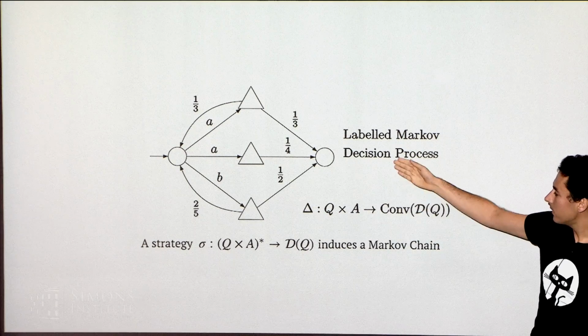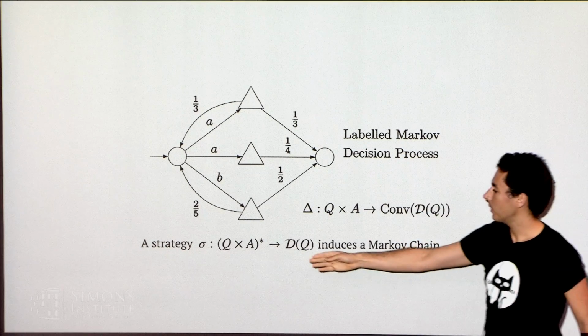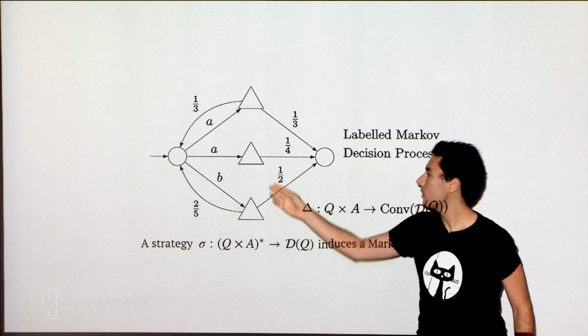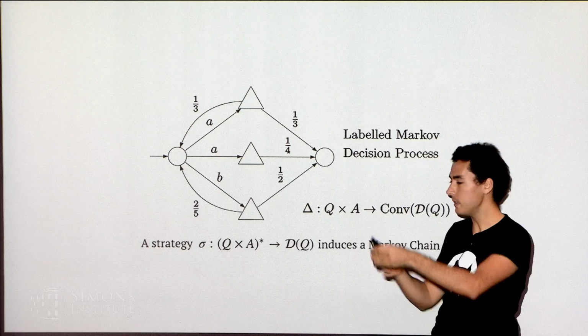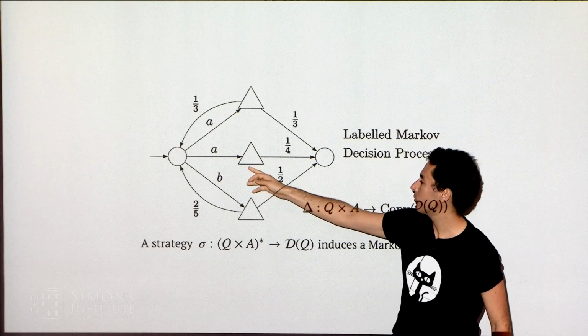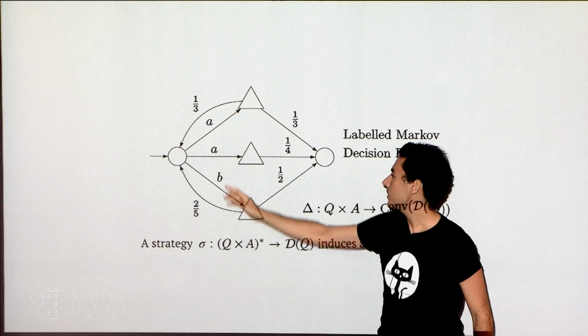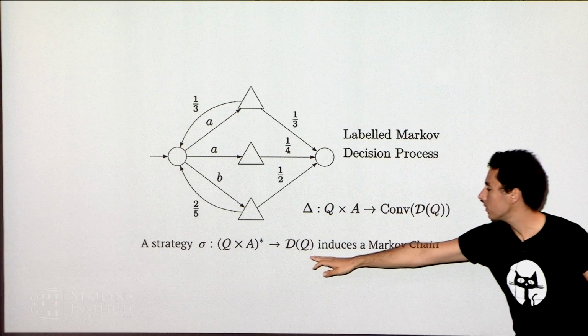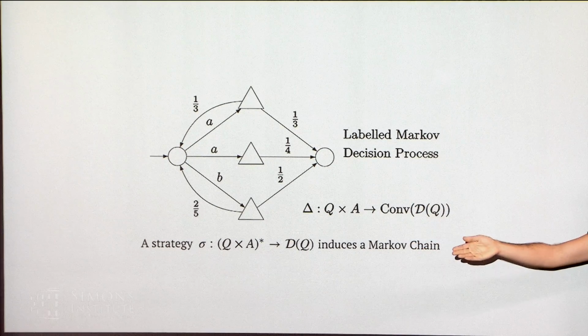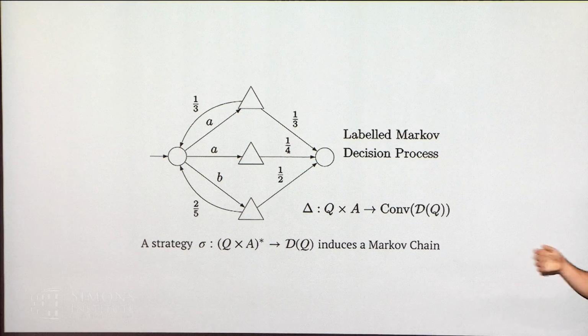So that means that here we really have some control, so we'll talk about strategies, which tell you, when you're simulating this decision process, when you have a state and a letter, which transition you choose. So it will be a function like this. When you fix a strategy for an MDP, it induces a Markov chain.